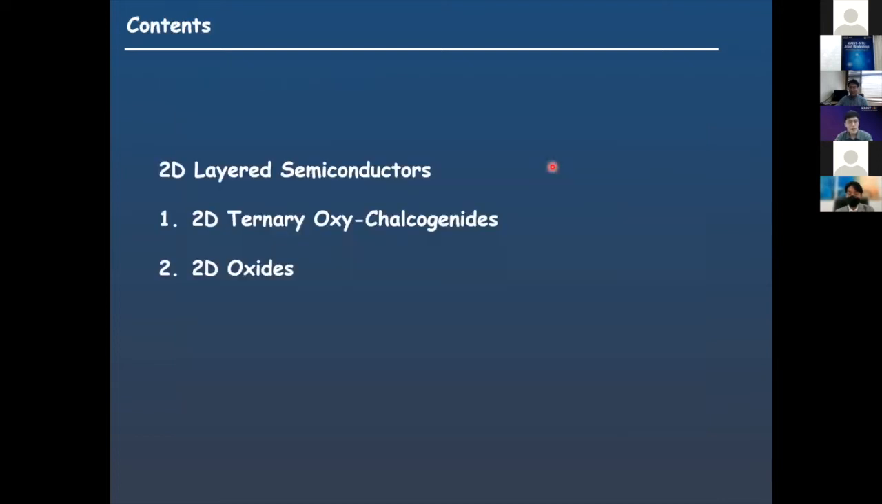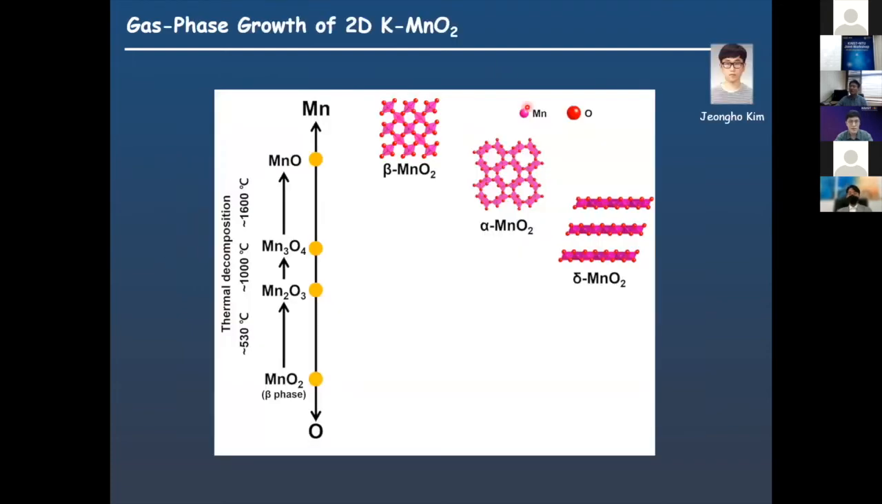Okay, the second topic I would like to introduce is the 2D oxide. Chris, I would like to remind you that I'm looking for some new material system and extension, and beyond the previous method. So in terms of the manganese oxide material system, there are many kinds of phases and polymorphs, and there is a layered crystal structure that's known.